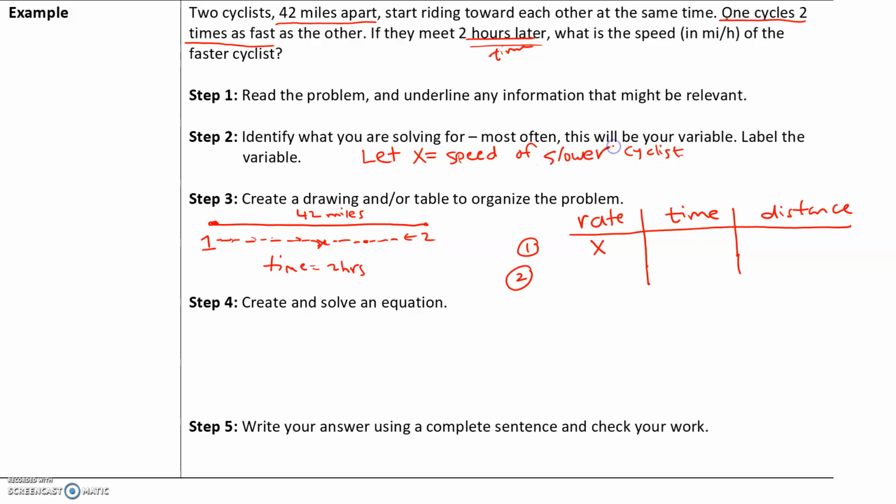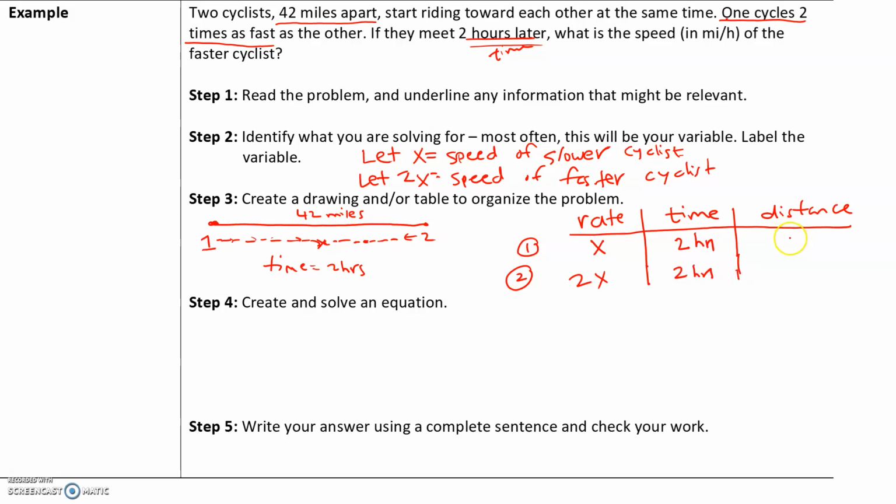Now, how does that help us? Because then we can say let 2x equal the speed of the faster cyclist. So instead of dealing with half of x, which is x over 2, instead of dealing with fractions, let's just do this. Let 2x equal the speed of the faster cyclist. So the speed of the faster cyclist is 2x. They each ride for 2 hours, so the time is going to be 2 hours.